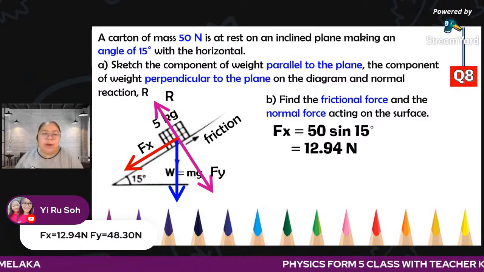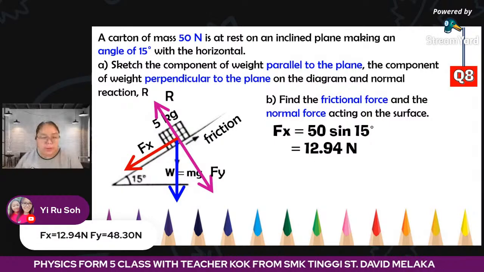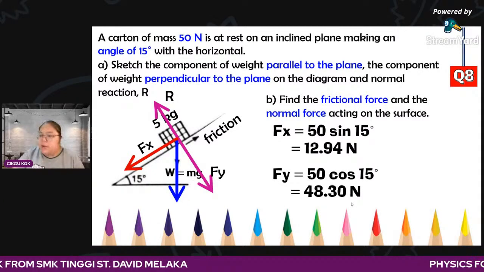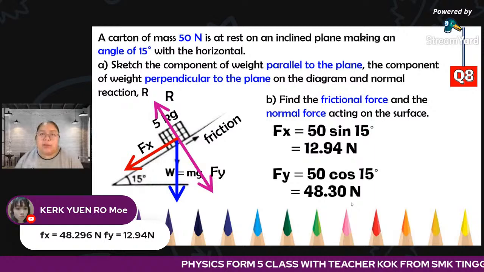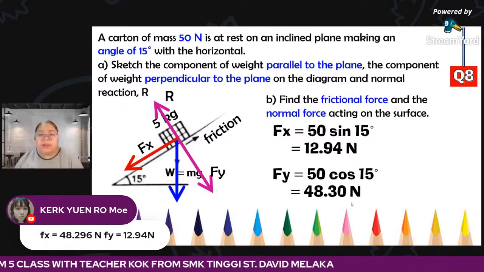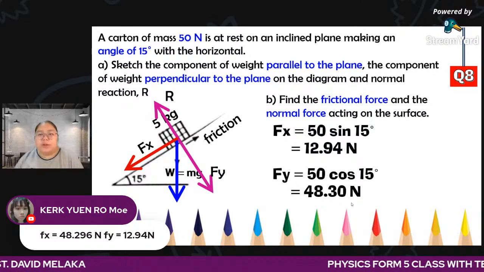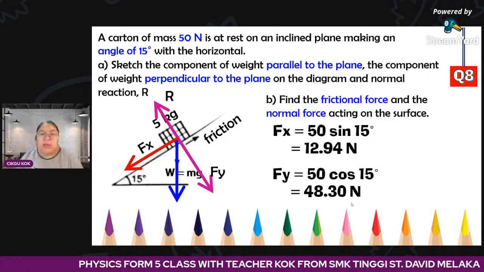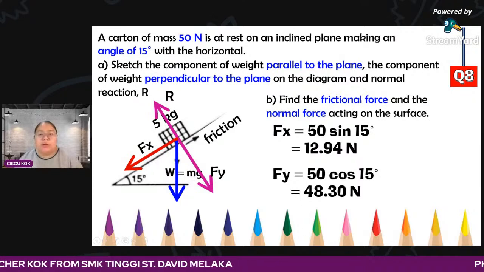Fx is using the sine, so 12.94 Newton. Correct for the first one. Fy we're using cos, 48.30 Newton. Correct, perfect. Yuan Ru also correct. Yuan Ru, I think you reversed it, is it? Fx is using the sine, so Fx should be 12.94 and Fy should be 48.30. So you reversed the answer already. You reversed the label, sine and cos maybe, so you gave the wrong answer.